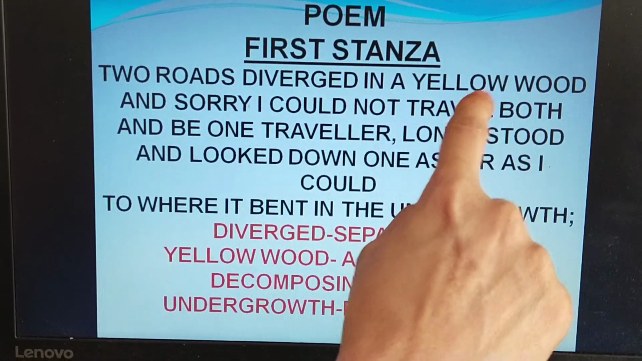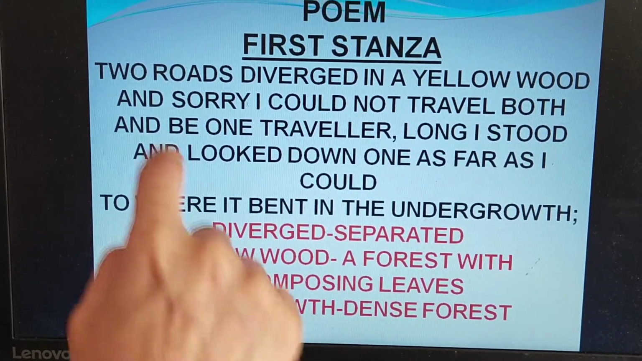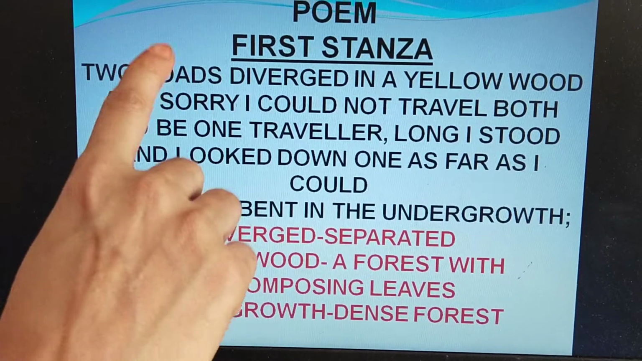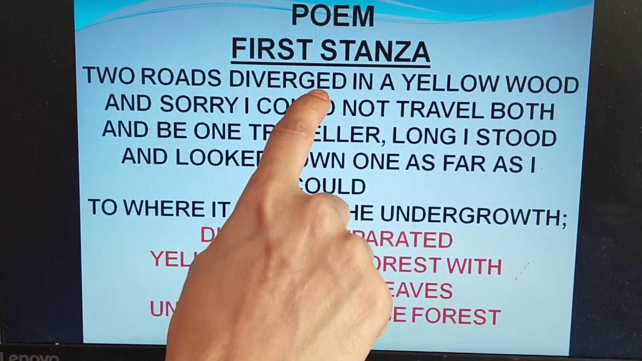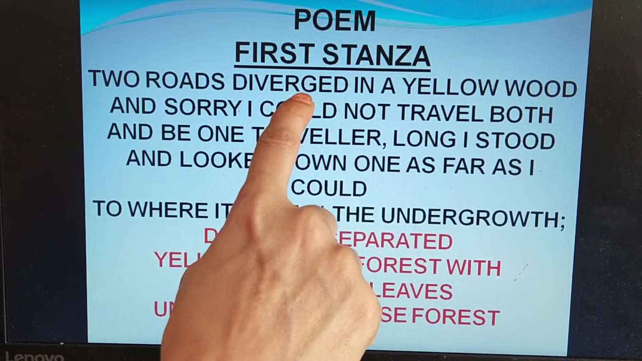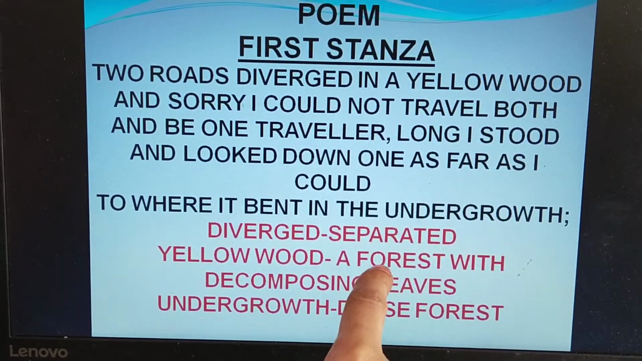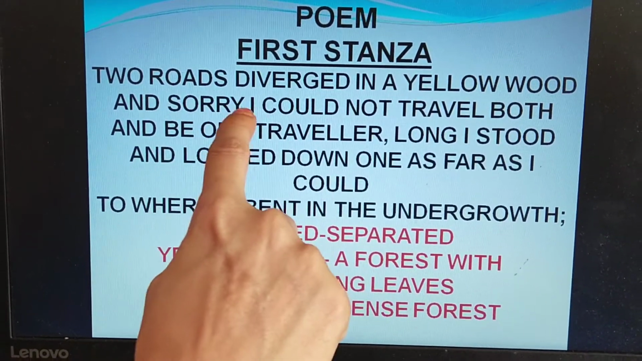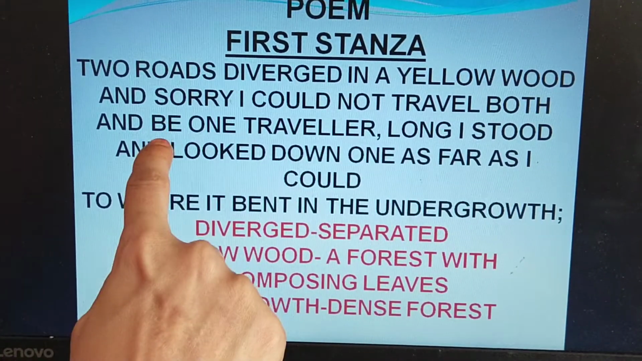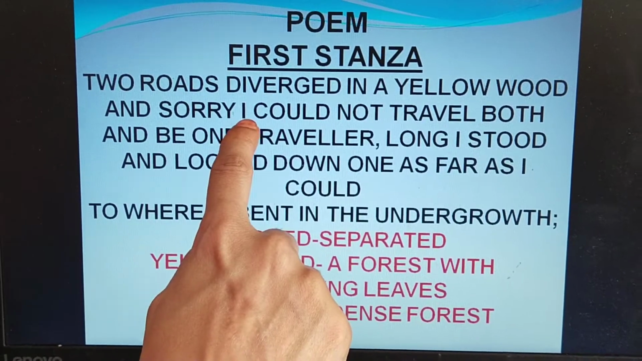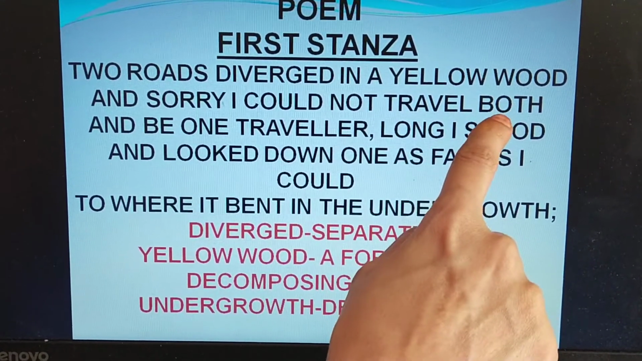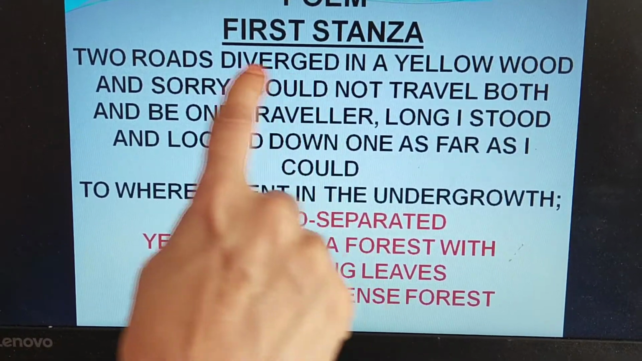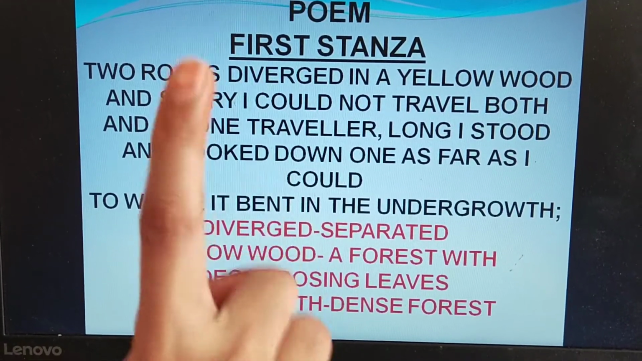Two roads diverged in a yellow wood. What is the poet saying? That when he was about to start his journey that day, there were two different roads in front of him and they were diverged. They were separated. They were divided in a yellow wood. That means in the forest, there were two different roads in front of the poet. And sorry, I could not travel both. He was feeling really very upset, very sad that he could not travel both the roads at the same time. And be one traveller. And unfortunately, he had to be the traveller of only one road.